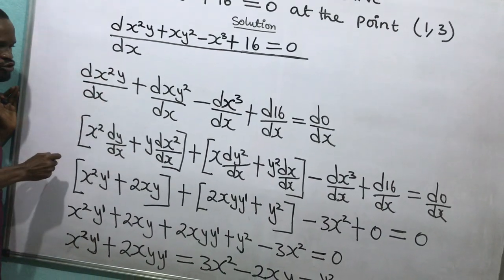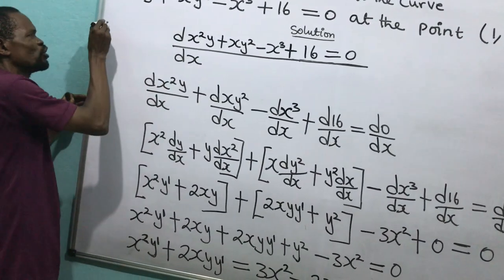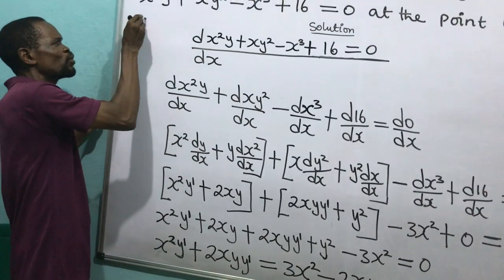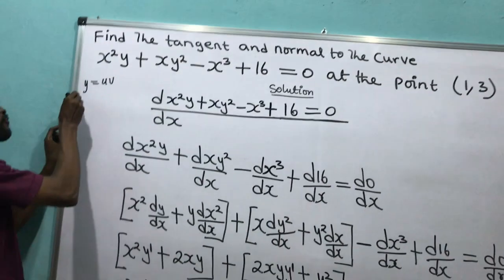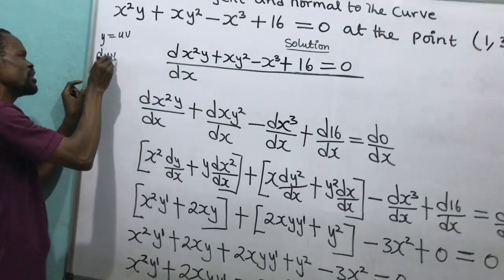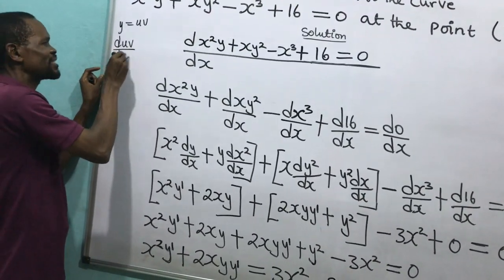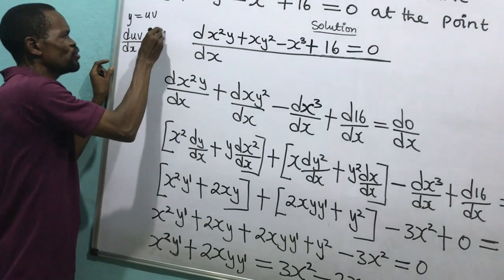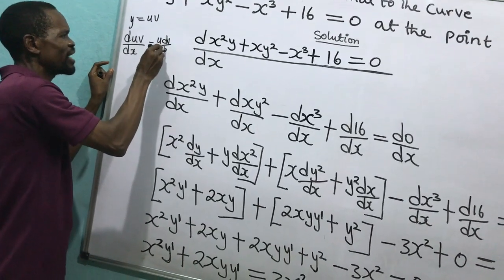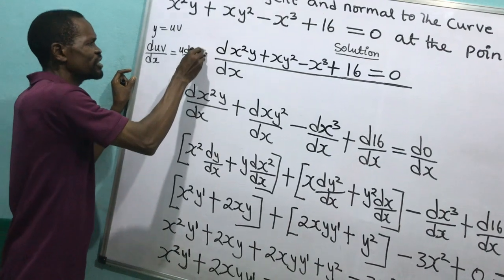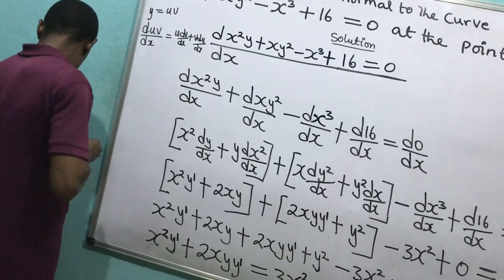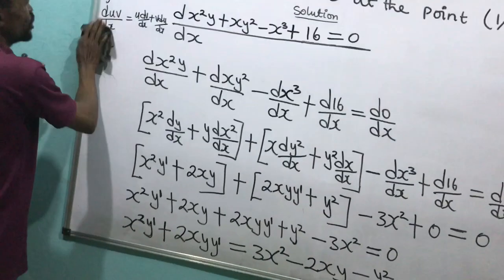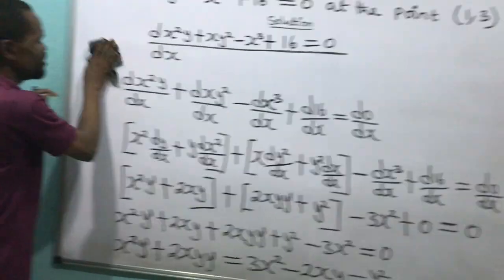Then what am I going to do? Applying the product rule. What is the product rule? Say y equals uv. That means y is a function of u and v. Therefore, if I'm differentiating uv in respect to x, I'm going to keep u, differentiate v in respect to x, plus keep v, differentiate u in respect to x. Have you seen what I did? I'm going to keep the u, differentiate v in respect to x.